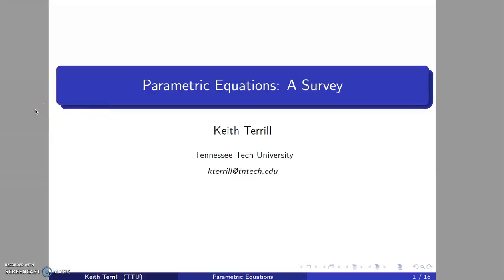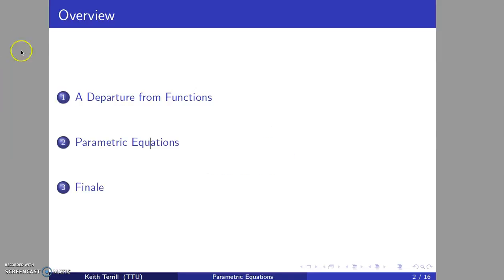Welcome back to our ongoing discussion on parametric equations. Last time we introduced what it was to be a parametric equation, how it wasn't quite a function but rather a combination of functions. And what we're going to do today is start to graph a few. Do a few examples and then we will wrap things up.